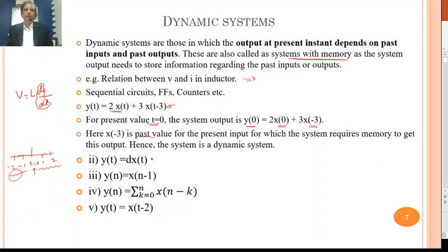Then another example, this is y(n) = x(n − 1). Now for the present value of 0, find out whether the output depends only on the present input value or the past. If we substitute, this is 0 minus 1, meaning this is x of minus 1. x of minus 1 means this is the past value. Meaning the output depends on the past input, hence the system is a dynamic system. Other examples are these two examples.